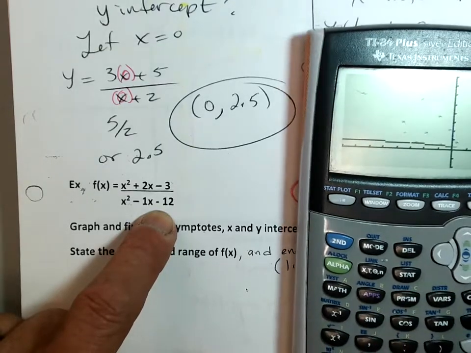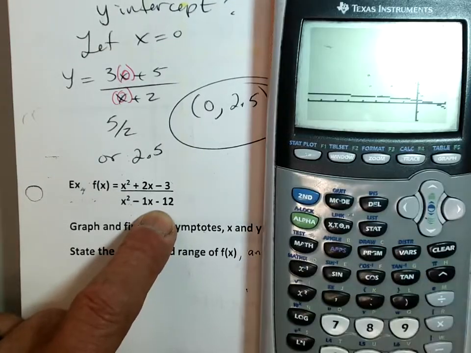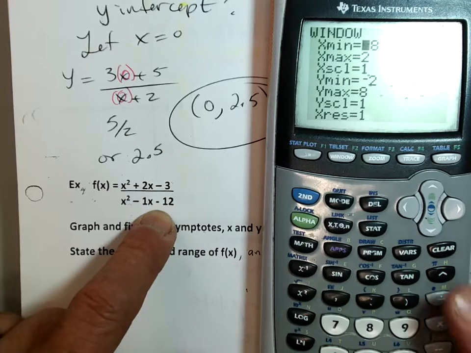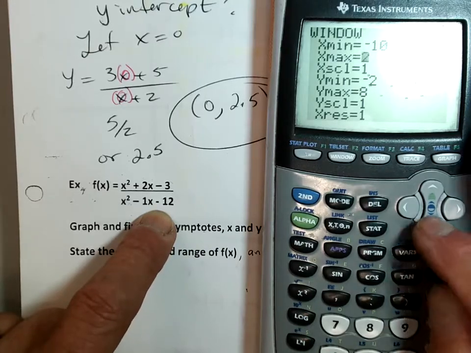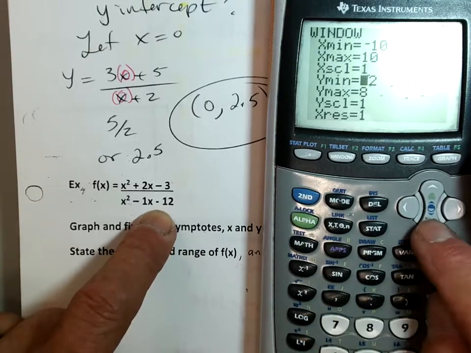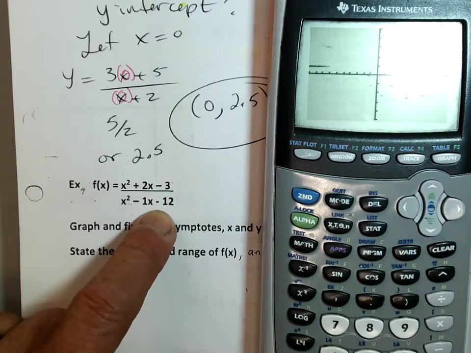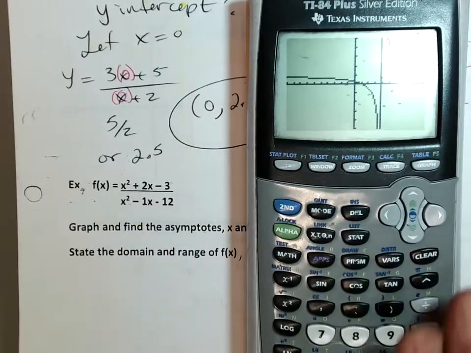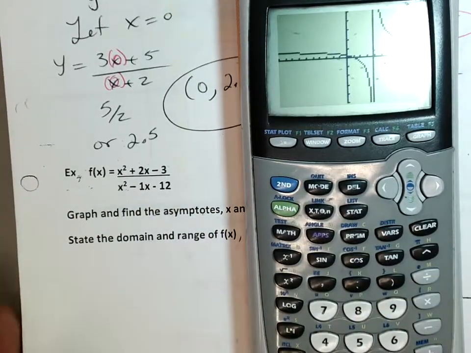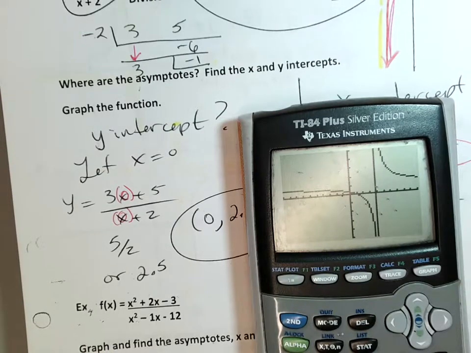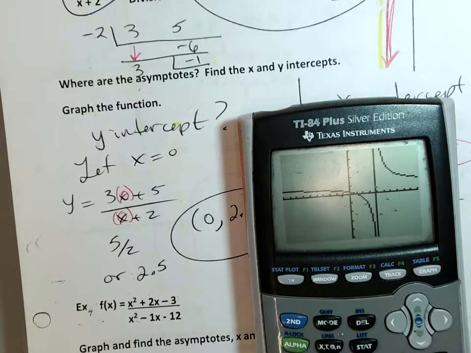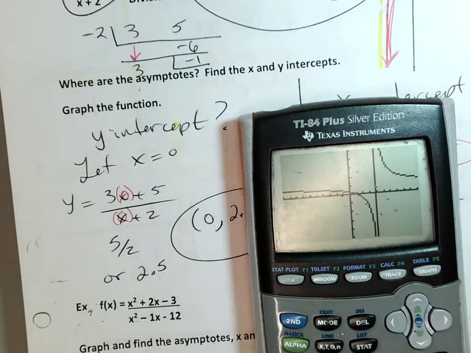Might have to change my window slightly. Yeah, I'm going to have to change my window, but that's okay. My window, let's go negative 10 to 10, and we'll go negative 5 to probably 5 should do it. Let's graph it. There we go. Okay, there it is, right? So I've got an asymptote. Do you guys see the asymptote? Where's the asymptote at? It looks like it's at about 1, 2, 3, maybe 4, right?